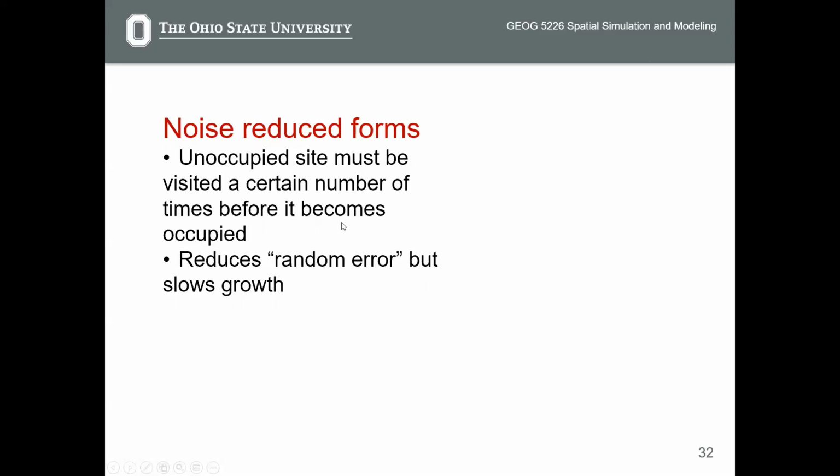What does it mean? It means that if there was no noise reduction, if an unoccupied site has been chosen to be invaded after the next step, then after the next step this unoccupied site changes to occupied. But if you add noise reduction into this simulation, you can assign a specific number of visits before an unoccupied site can be occupied. For example, if you assign 3 as the number of visiting times, every unoccupied site needs to be visited 3 times to be occupied.